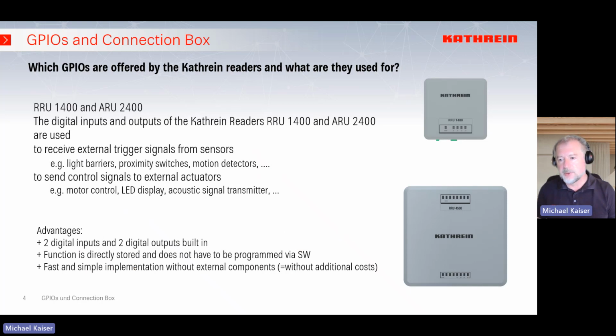Which advantages do we give to you with the 1400 reader and the 2400 reader? We have two digital inputs and two digital outputs with these readers. They are already built in. You can use them directly from scratch. The function is directly buffered, directly stored in this device, so you don't need to program any additional software. You can use this functionality directly, which means without delay. You can use it immediately, and this is a big advantage for you. And of course, the implementation is quite simple and easy. You have the inputs, the outputs, your sensors, and you can connect them directly without additional cost.